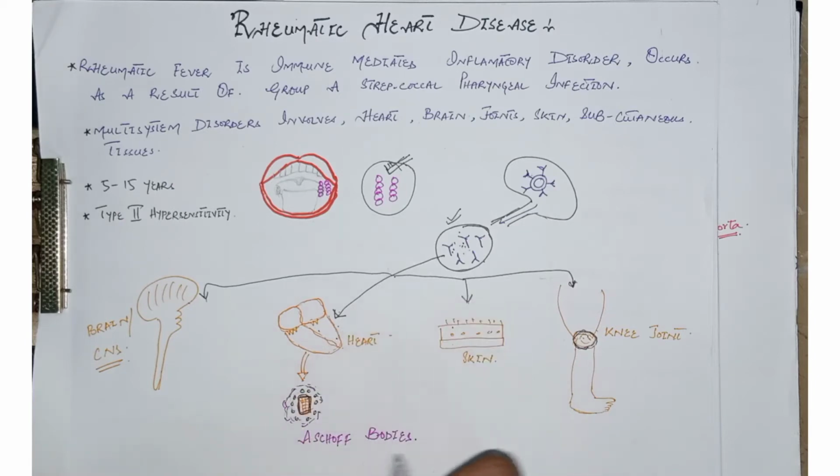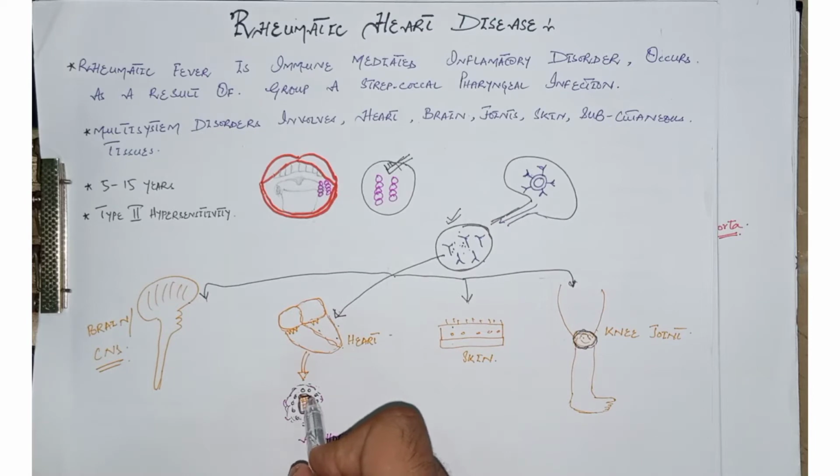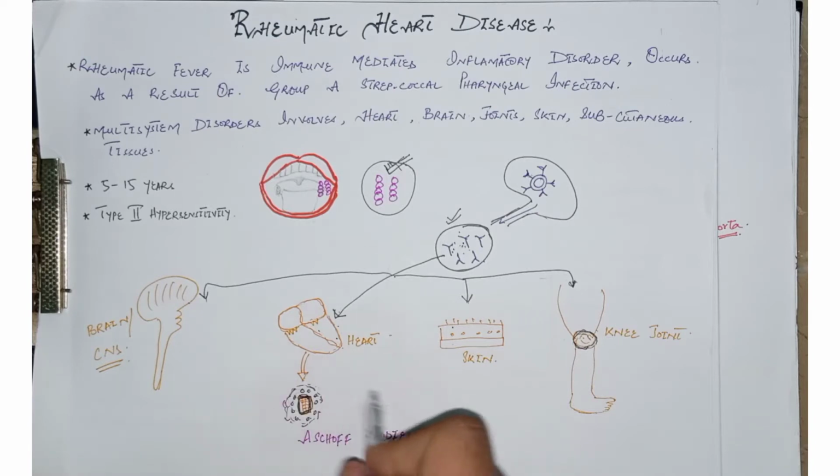The Aschoff bodies are a pathognomonic histological feature of the myocarditis in rheumatic heart disease. This is basically a multinucleated giant cell surrounded by a collar of T lymphocytes and macrophages because of immune mediated damage to the myocardium.